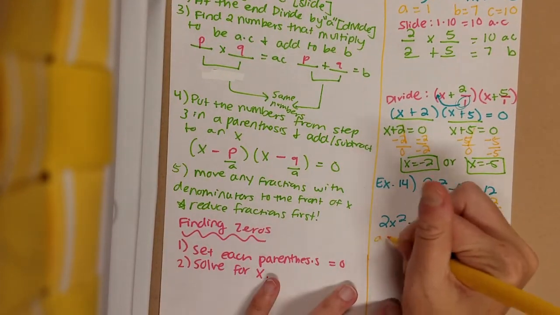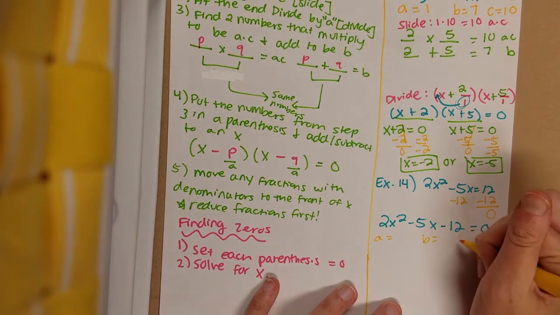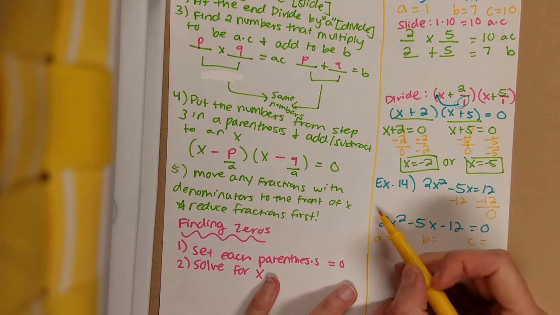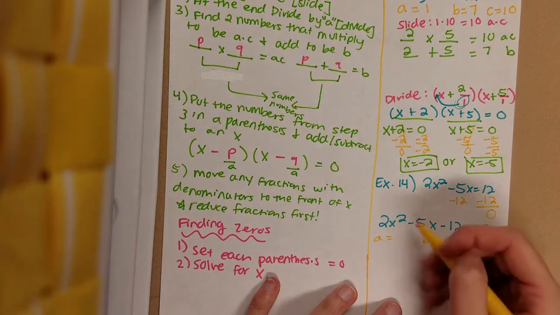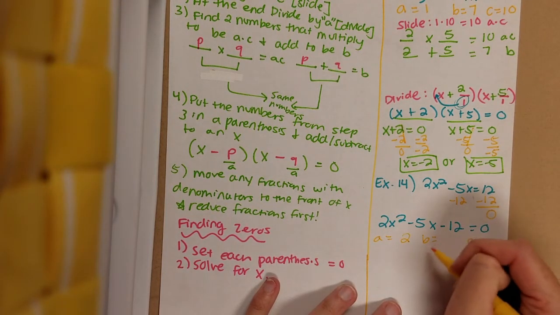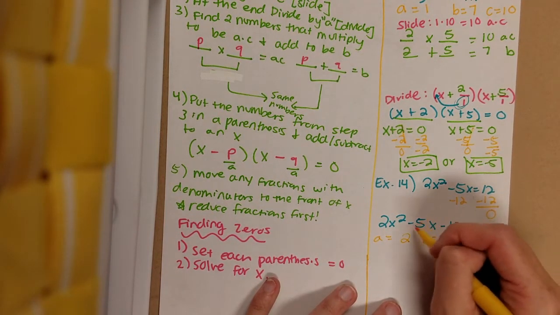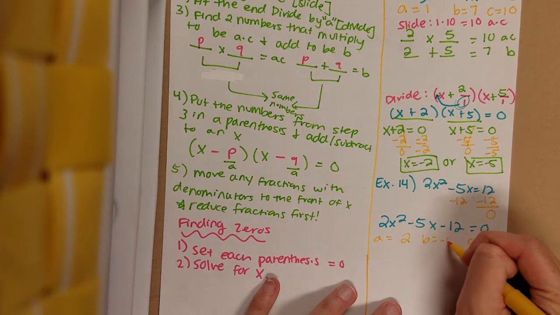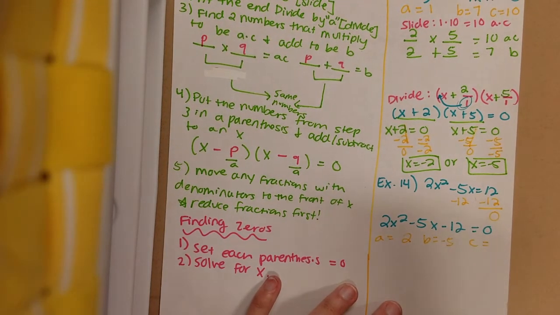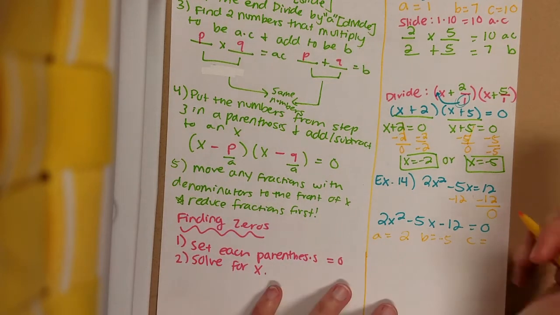A is the number in front of the x squared. So the number in front of my x squared, holy hot dog, it's right there. It's a 2. The number in front of my b, or my b value, is the number in front of my x, which is a negative 5. And the c is always the number without the x, which is negative 12.